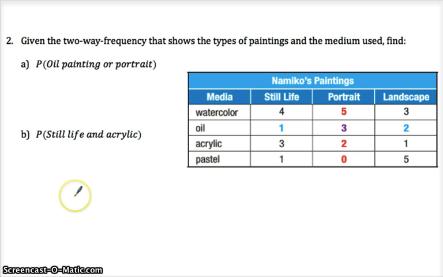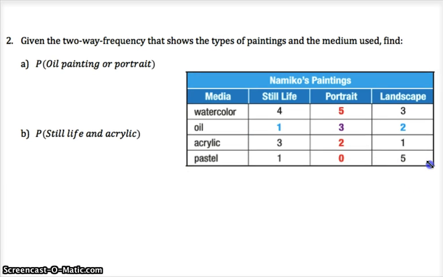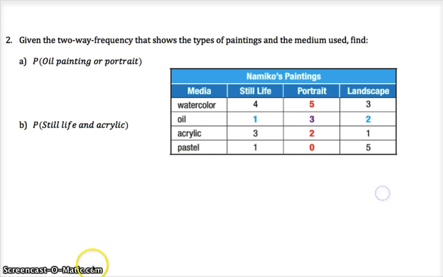Given this two-way frequency table that shows types of painting and medium used, find the probability of oil painting or portrait. You know what I would really like to have on this table is the margins. I don't have enough room, so I have to shrink this up so I can draw the margins. It'd be really nice to see this. So let's put totals in there: a total row and a total column and then a total on the outside.